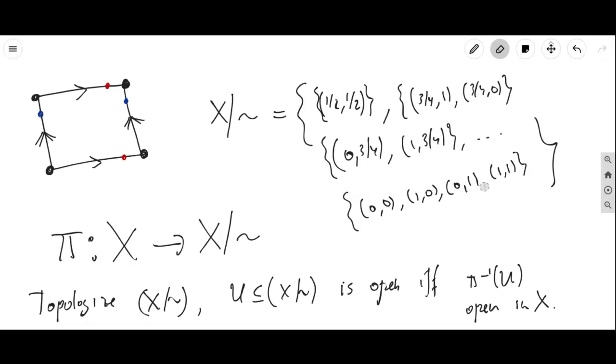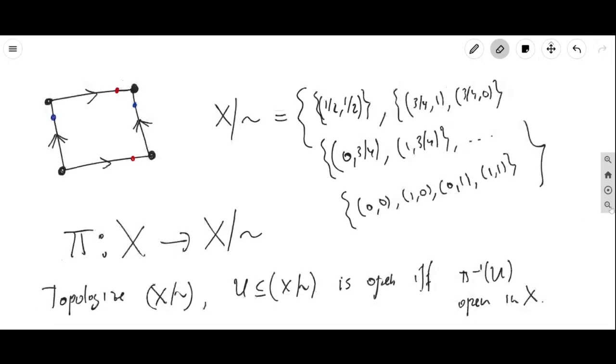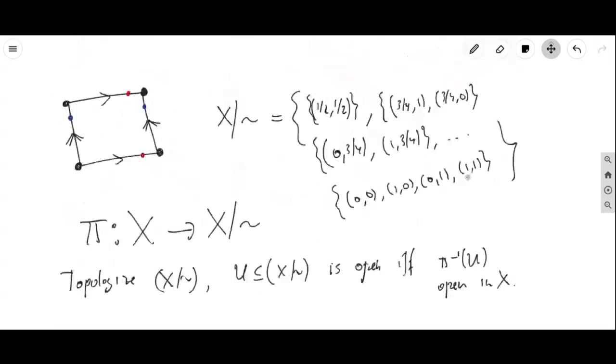It's the set of sets, right? It's the set of sets. Some of them are singleton sets. Some of them are sets containing 2 points. Some of them are sets containing 4 points. So that's what it is as a set. And then this is the topology. You say something is open if and only if it gets pulled back to something open in X. And the question here is, of course, what kind of space do we get? Is there a more familiar space?